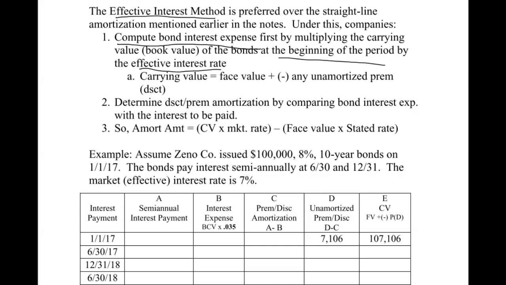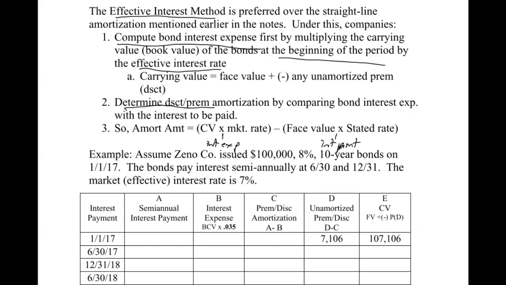And this is just refreshing our memory on the carrying value definition: face value plus an unamortized premium or minus an unamortized discount. Then we determine the discount or premium amortization by comparing bond interest expense with the interest to be paid, which is right here. So this is interest expense, and then remember the face value times the stated rate is the interest payment, PMT.